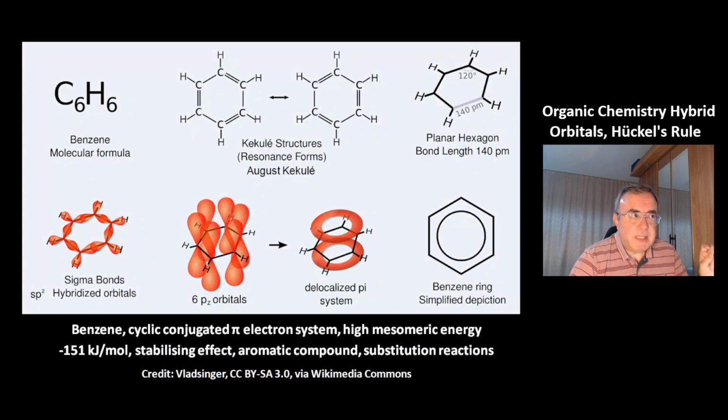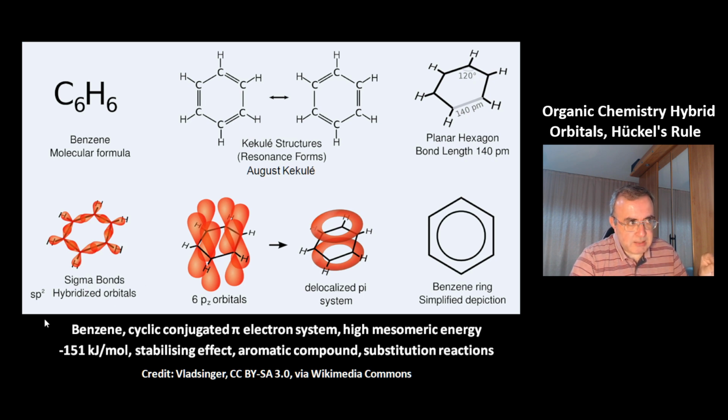This is another example, benzene C6H6 at top. It's Hückel structures. The scientist August Hückel spent several years of his life finding out this structure. And he recognized this resonance structure, electron delocalization. At the top right, that's the planar hexagon structure with the 120 degrees bond angle.